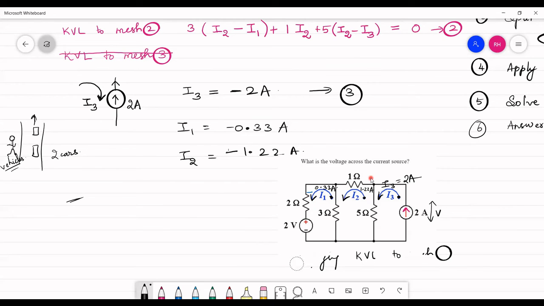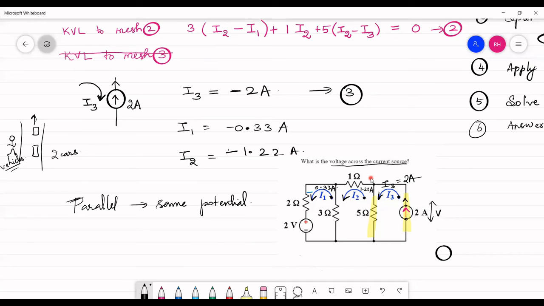Now let me go back to the problem statement. What does the problem statement ask us to find? We are asked to find the value of voltage across the current source. Here, you don't know the value of resistance. You only know the value of current that is coming out of this current source, right? But you could see that these two elements, this current source and the resistor, are in parallel. We know the definition of parallel elements: elements are said to be in parallel if they experience the same potential.